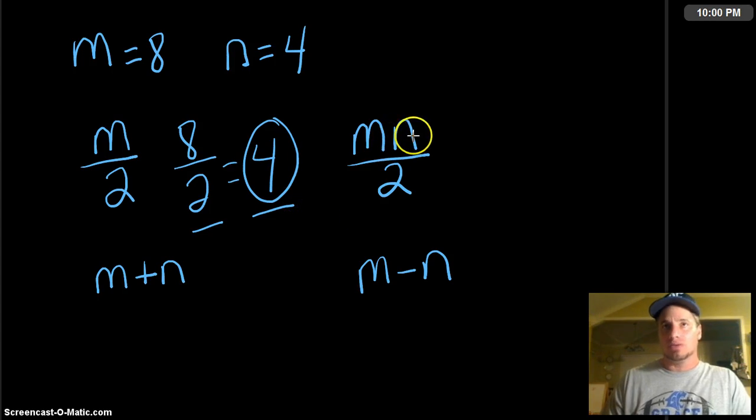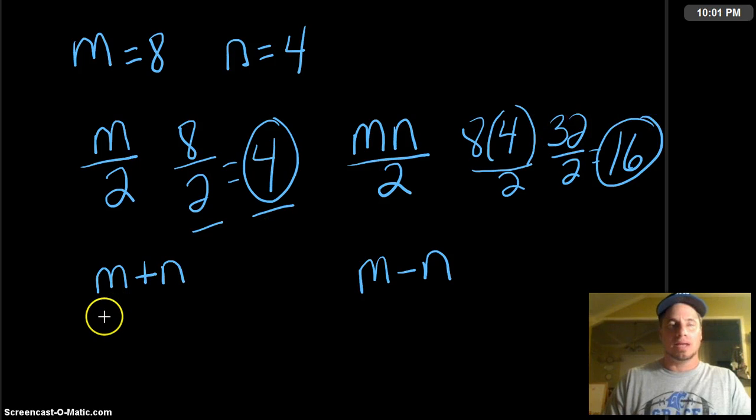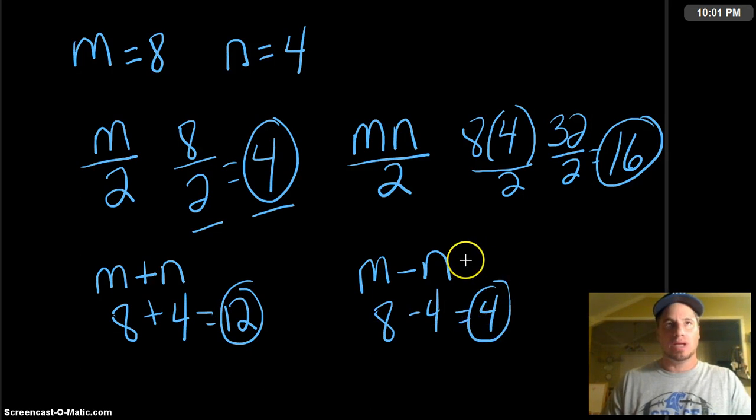Let's look at the next one over here, which is another division problem. I've got m times n over 2. Well, m is 8, and n is 4. Again, I can't just put them together. I have to separate them by parentheses so they make sense. So I've got 8 times 4, which is 32 over 2. That is equal to 16. Circle the answer. Again, I've got m plus n. m is 8 plus n is 4. 8 plus 4 is 12. Circle the answer. Then I've got m minus n. 8 minus 4. That is equal to 4. And we are done.